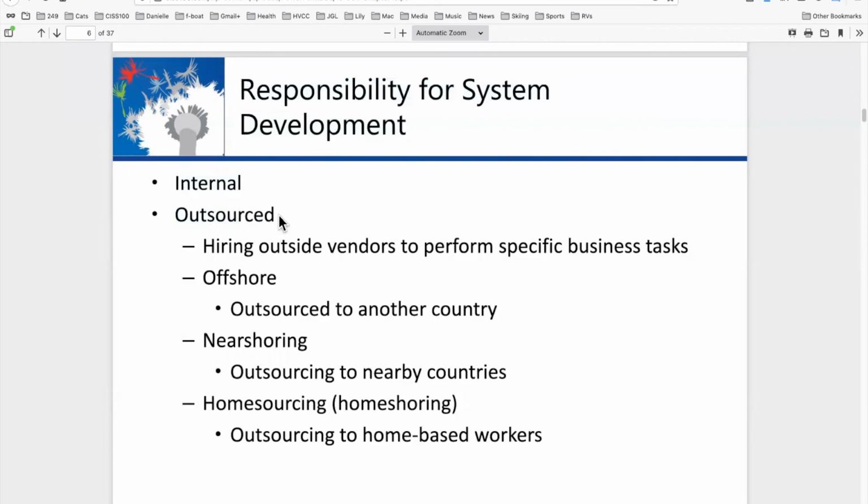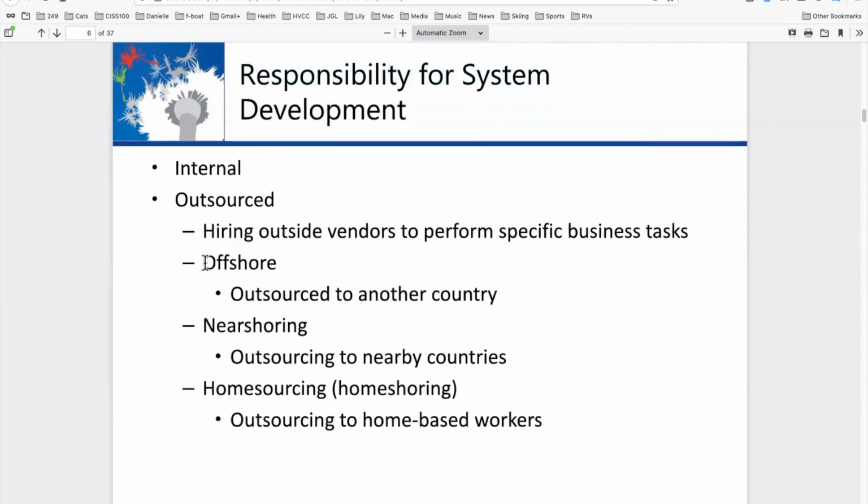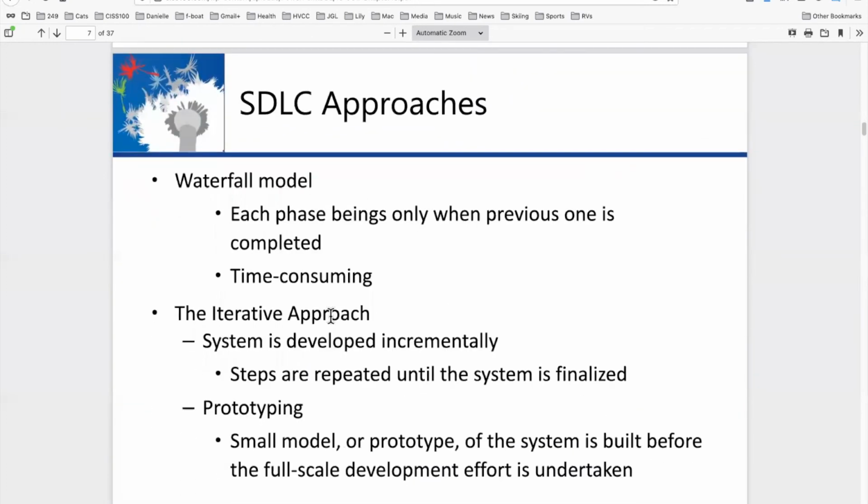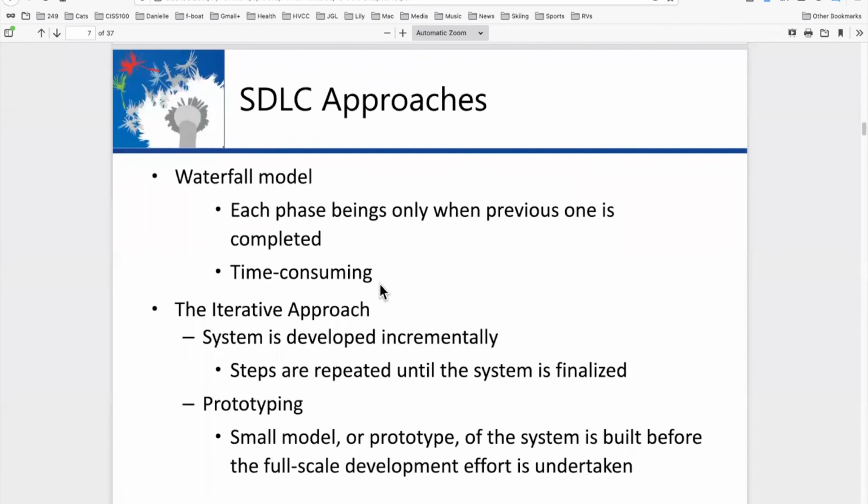Some people within the organization may be shy. Just personally, they're shy, so they're not going to speak well or reveal everything to these outside contractors. There are various levels of outsourcing: offshoring, nearshoring, home sourcing. I won't get into that. But let's look at the approaches and why system development is so different from other disciplines.